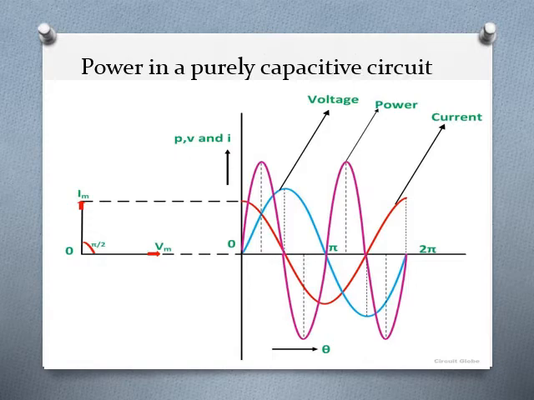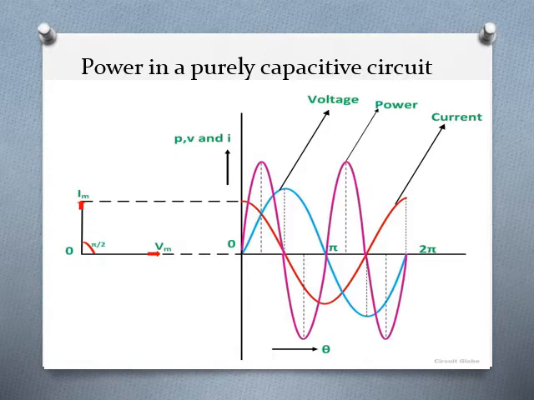The power is the product of instantaneous value of voltage and instantaneous value of current. So for each time interval, you can calculate the power. Let's take the time interval 0 to pi by 2.